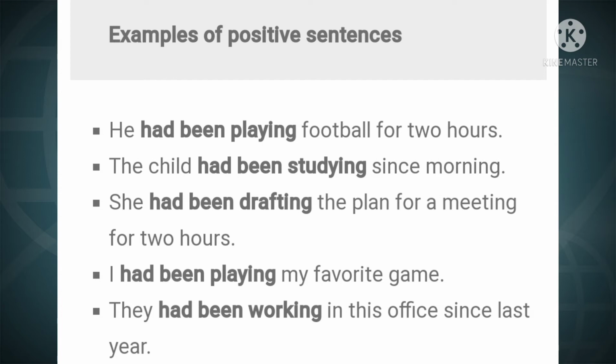It continued for a longer period in the past itself. For example, he had been playing football for 2 hours means it was already completed, but he had been continuing it for 2 hours. The duration is longer. And since I told you in the present tenses, present perfect and perfect continuous, we use since and for along with the perfect tense here also.